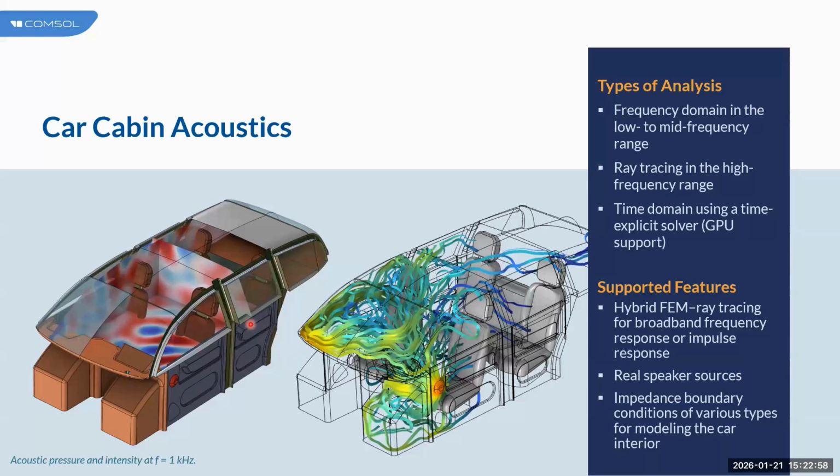So the parts of the car interior, as I mentioned, you can define using impedances. And we can also use test data to define impedances. The impedance that you define can also be a function of frequency. And you can also use the built-in empirical models that are available within the software itself to define the impedance of several boundaries or surfaces of your car cabin.